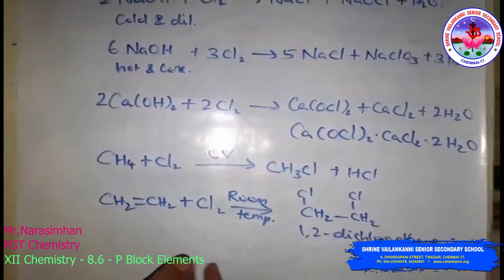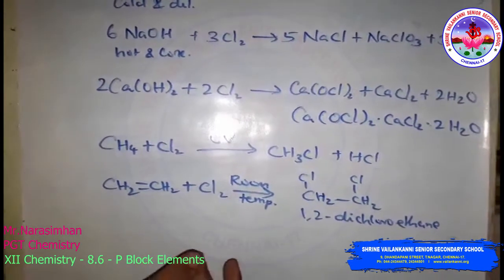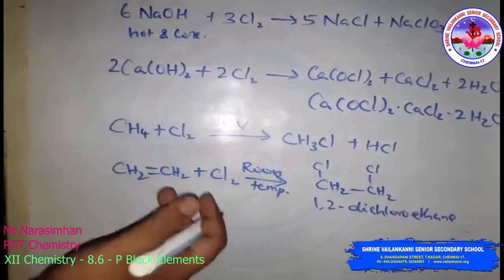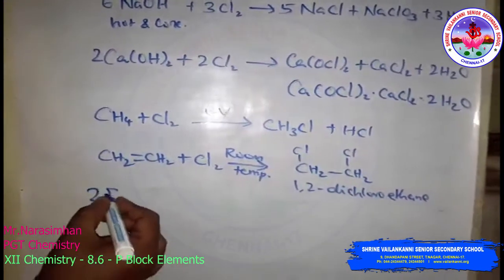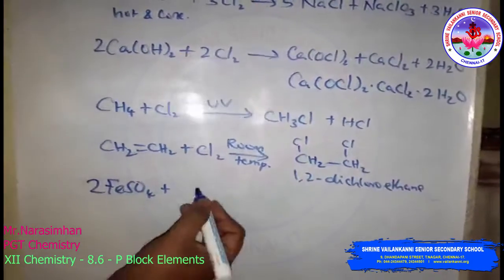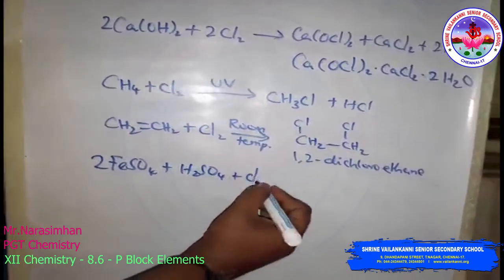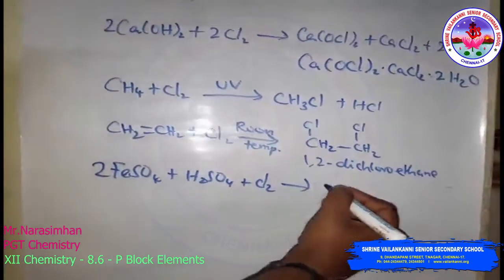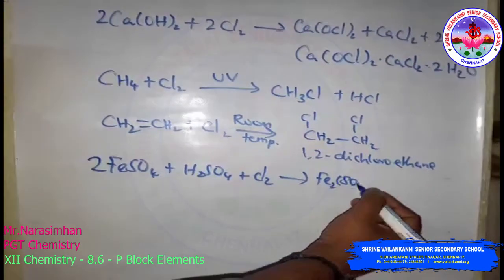Chlorine also oxidizes sulfur dioxide to sulfur trioxide, and iodine to iodate. In the presence of water they form sulfuric acid and iodic acid. So we can see the reactions one by one. First, chlorine oxidizes ferrous to ferric: in the presence of sulfuric acid, chlorine reacts with ferrous sulfate to form ferric sulfate, Fe2(SO4)3.